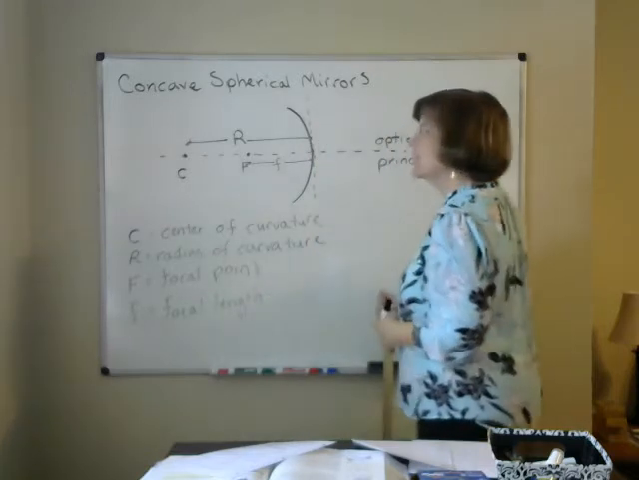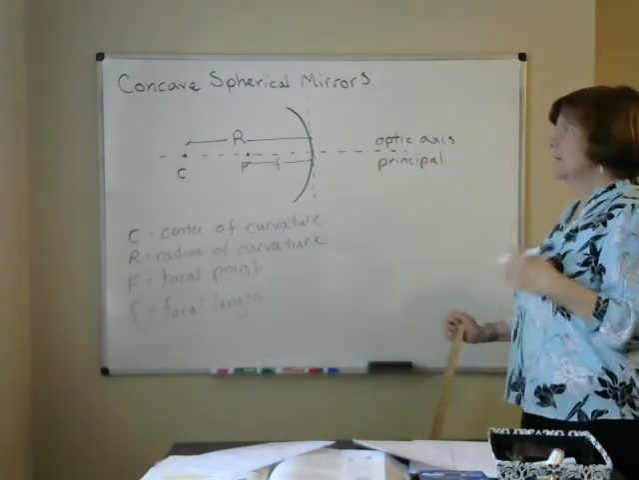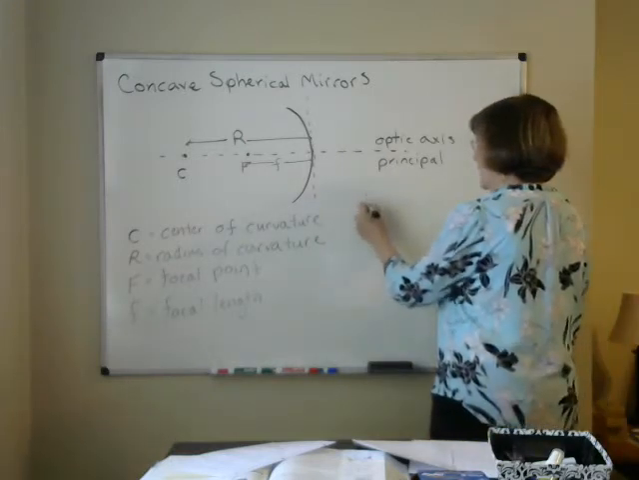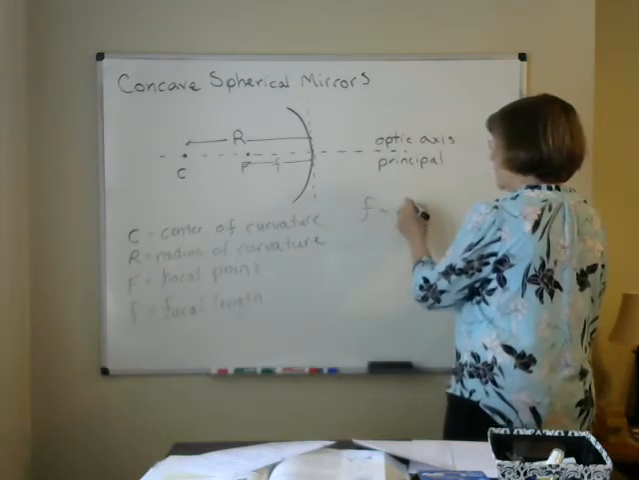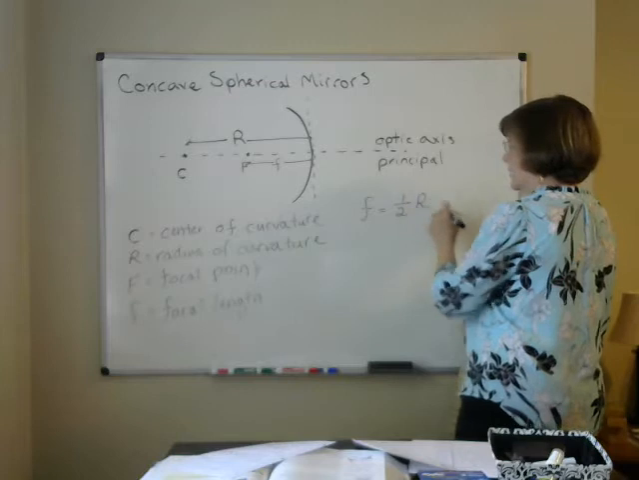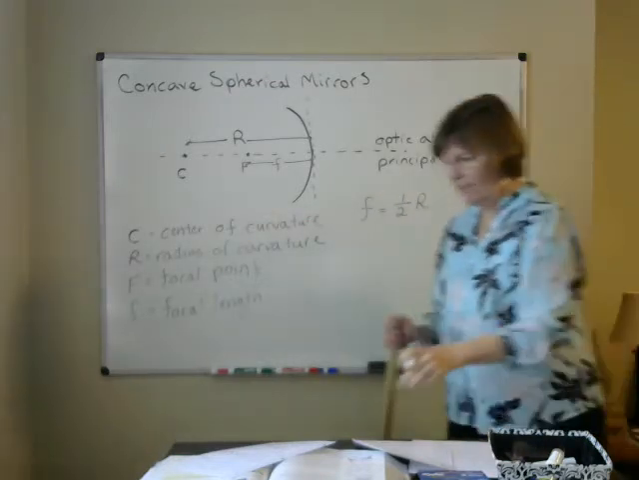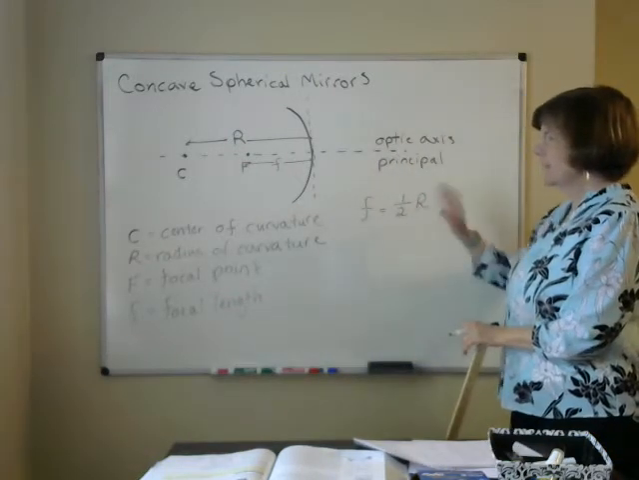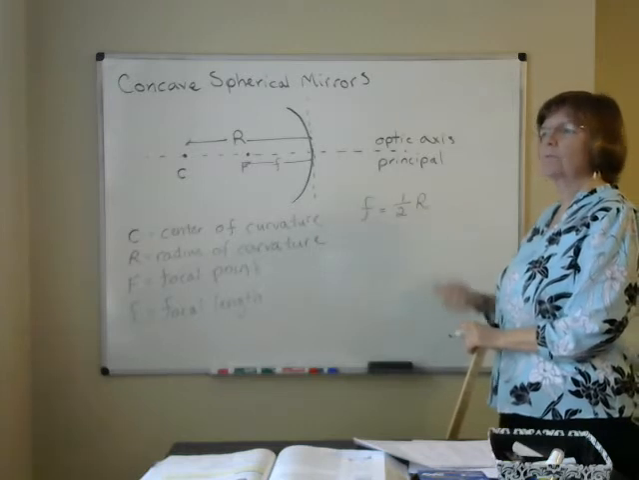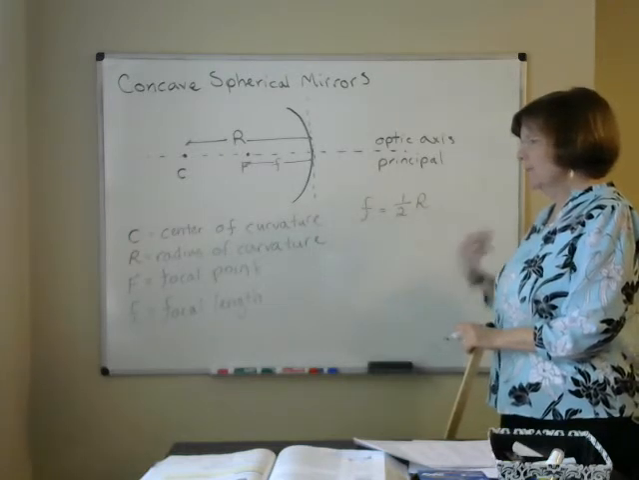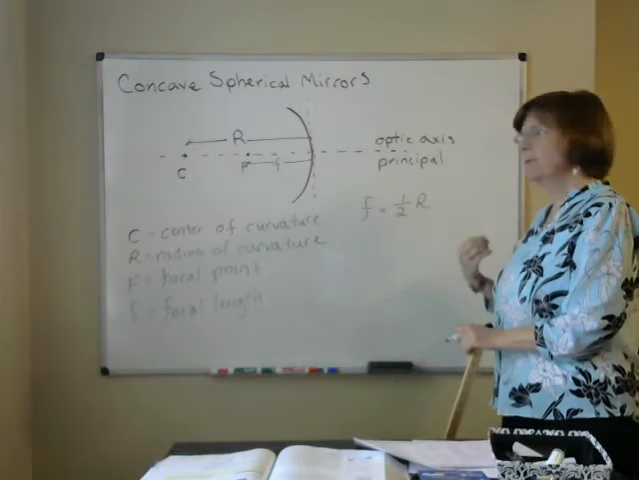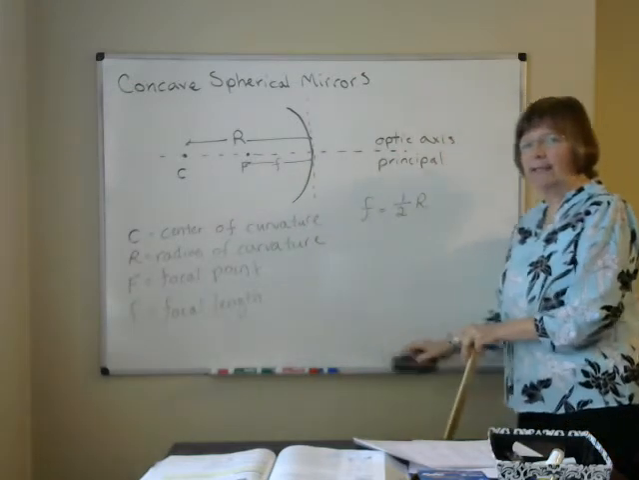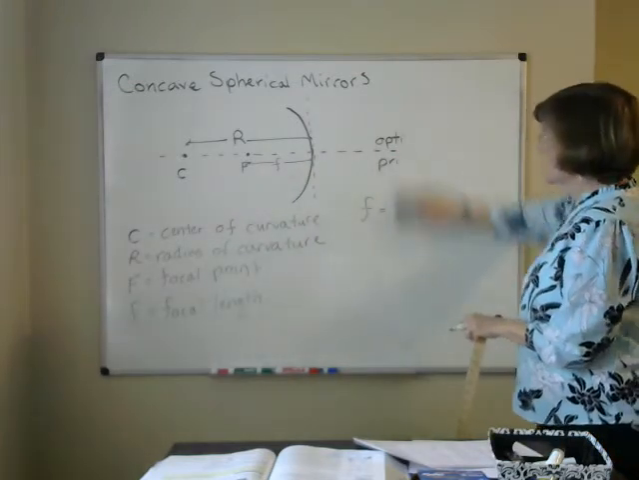Okay. A very important idea for a concave spherical mirror or for a convex spherical mirror is the fact that the focal length f is equal to 1/2 r. The focal length is exactly half the radius of curvature. Okay. So we've got some really important things we need to know. Center of curvature, radius of curvature, the focal point, which is exactly halfway between the center of curvature and the mirror, and of course the focal length, which is exactly half the radius.